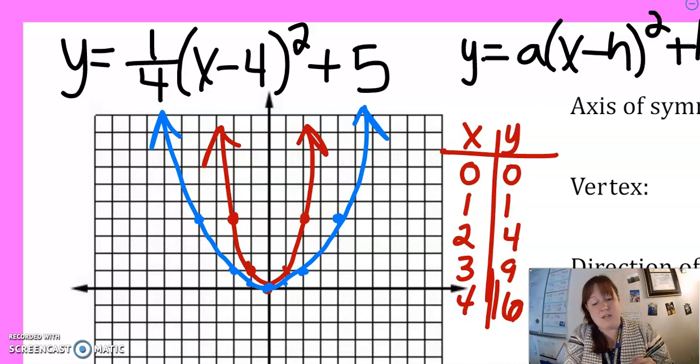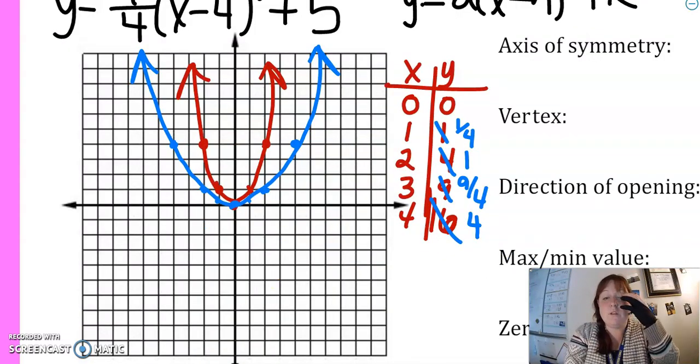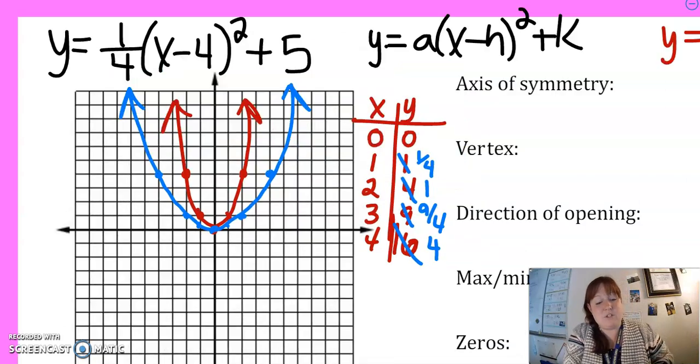So my new pattern is when I put in 1, I get out 1/4. When I put in 4, I get out 1. When I put in 9, I get out 9/4. And when I put in 16, I get out 4. So it just changes my pattern. So that's what that a value did. So we took care of that. Now we can shift it. Now that we've done all the multiplying and dividing, we can go ahead and shift it.